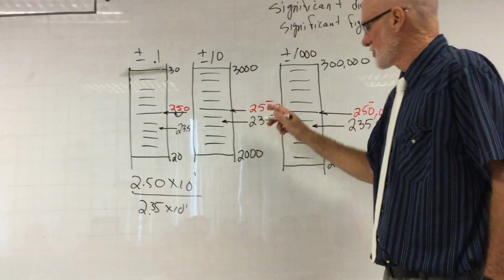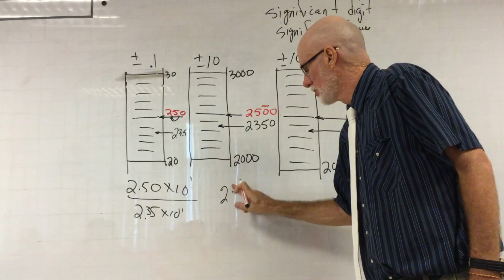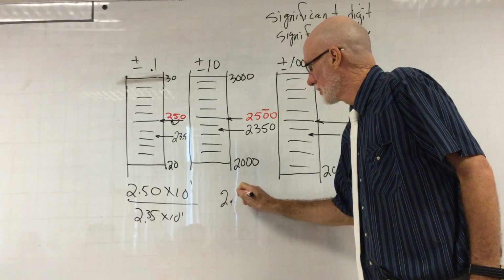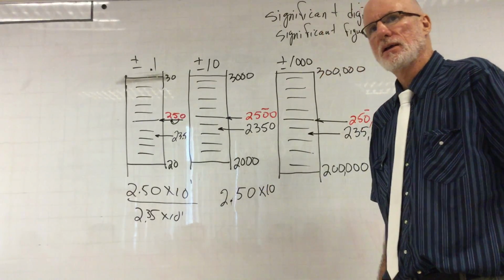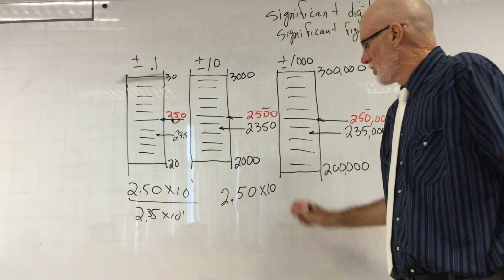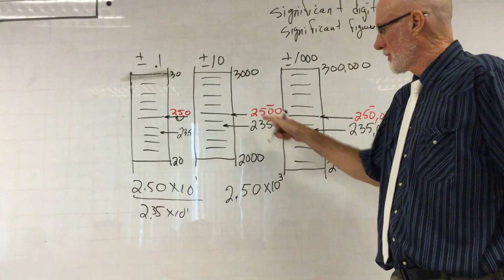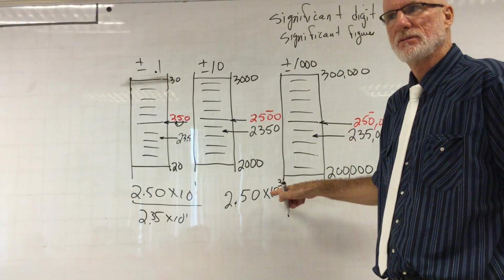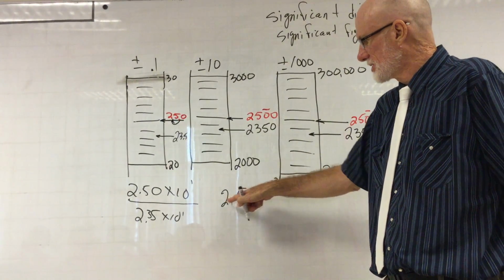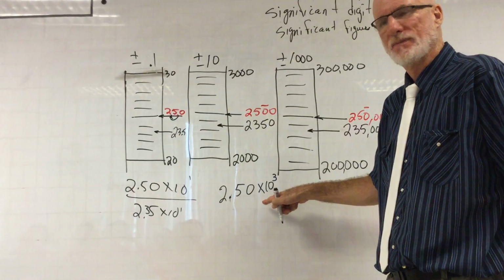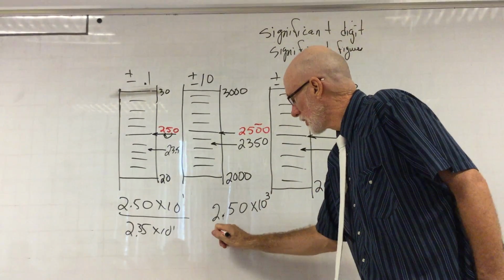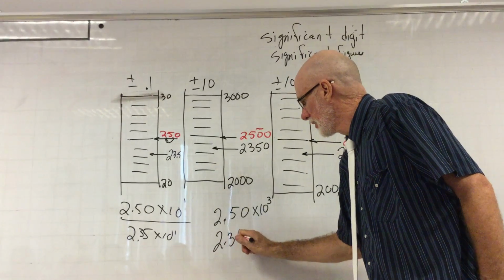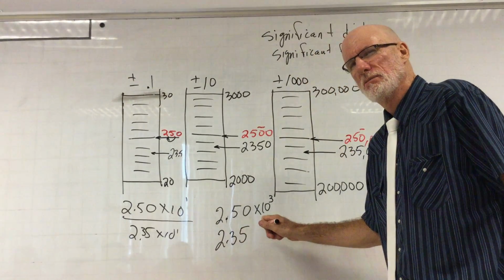Let's do this one. We'll do this one first. 2.50 times 10 to the third, because 10 to the third is 1,000, right? So you have to give this a magnitude of 1,000. So you use only significant digits, right? Get it? Next one, 2.350 times.